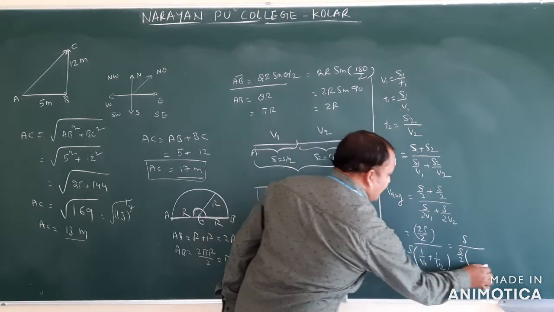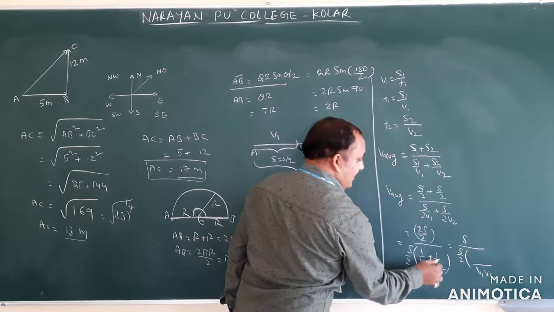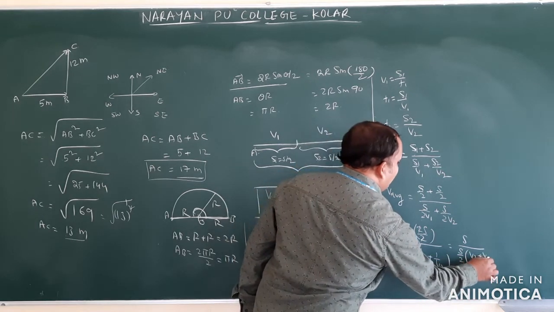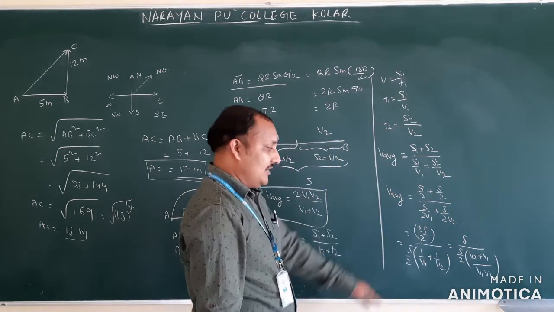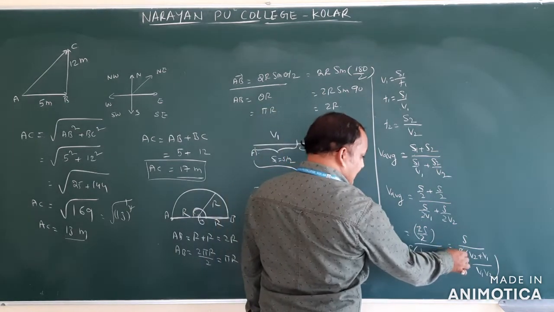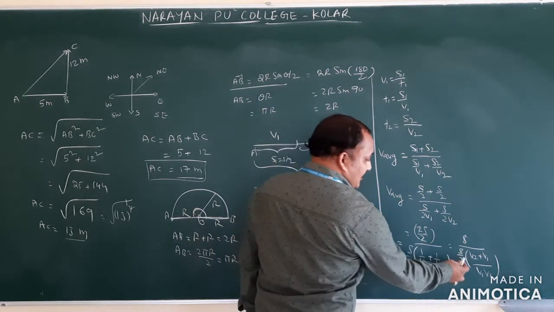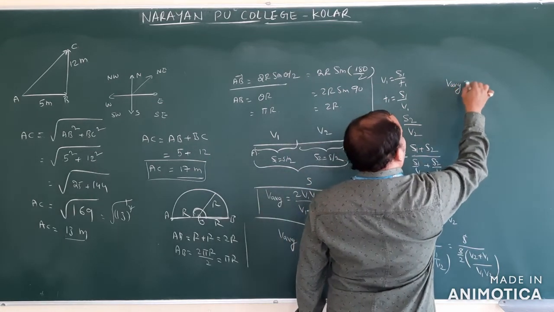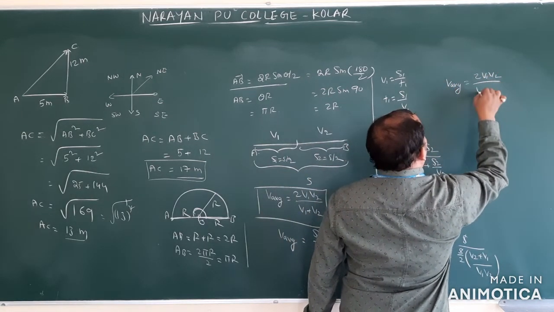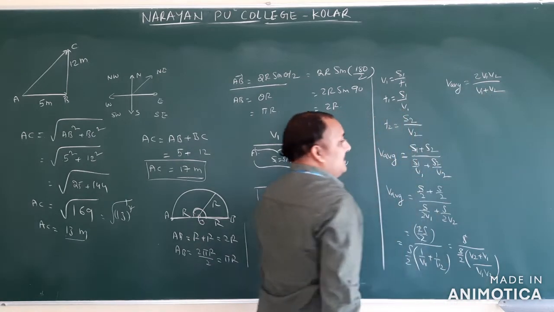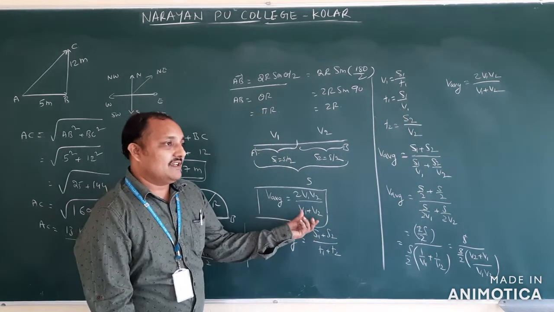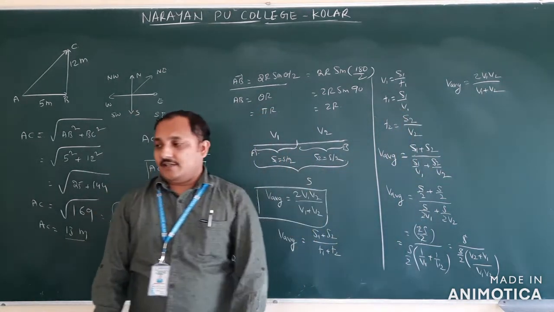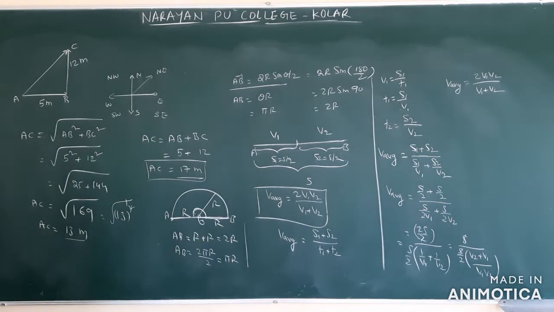Take LCM. What is LCM here? v1, v2. Then what you will get? v2 plus v1. This is mathematical calculation. Now this will be cancelled. This 2 v1 v2 will go to the numerator. That is nothing but average speed is equal to 2 v1 v2 by v1 plus v2. So already you remember this equation, you can do directly. Now see the B, second one.